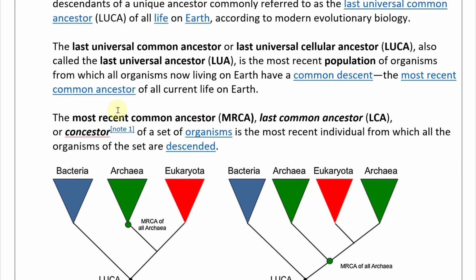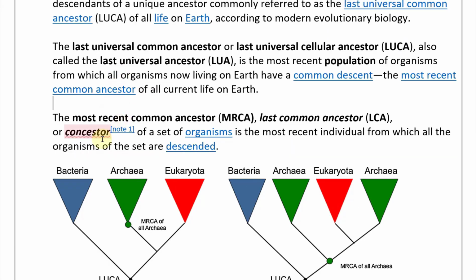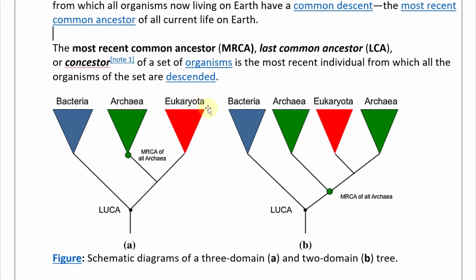And continue further. The most recent common ancestor, or MRCA, also called last common ancestor, LCA, or concestor, I think that's how to pronounce it. Basically, the most recent common ancestor, MRCA, or last common ancestor, LCA, or concestor of a set of organisms is the most recent individual from which all the organisms of the set are descended. So here are some illustrations of this.